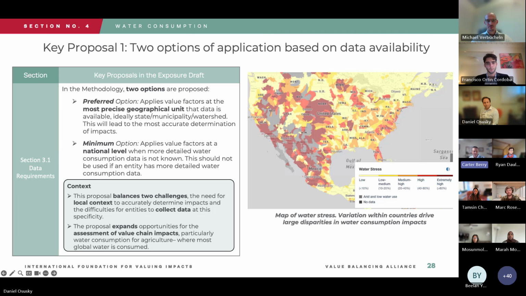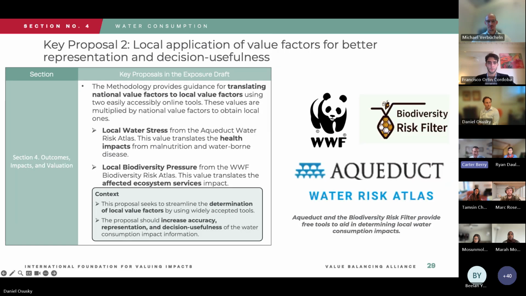We see this as potentially expanding opportunities to be able to assess particularly value chain impacts where water consumption data may not be known, and just highlighting in the bottom context, one of the largest uses of water consumption globally is agriculture or products coming from nature. And so being able to start to assess those types of impacts is really valuable to have these two options for.